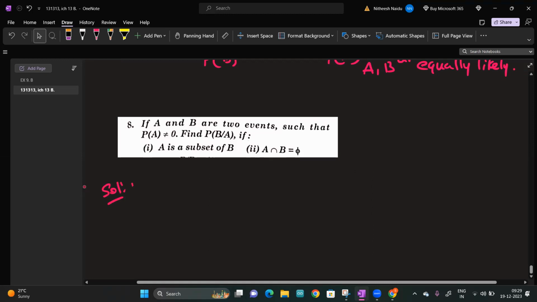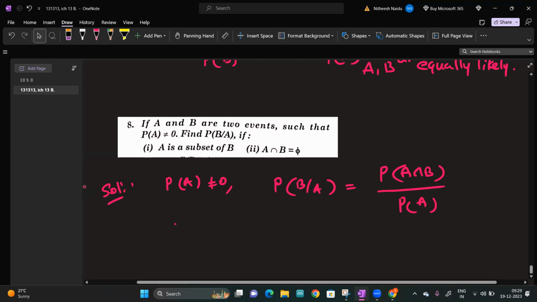A and B are two events given that P of A is not zero, and we have to calculate P of B given A. So write down the definition. P of B given A is P of A intersection B divided by P of A, and P of A is not zero.